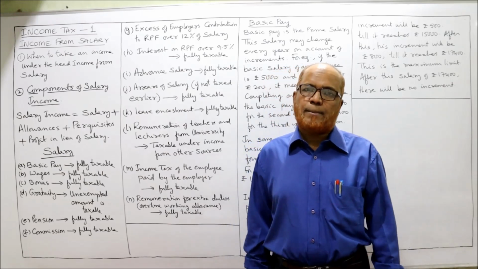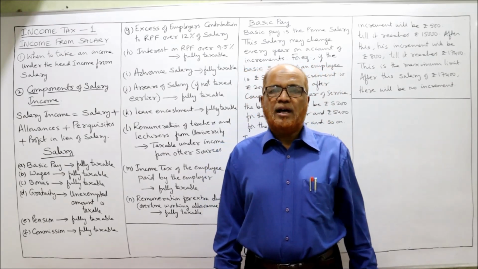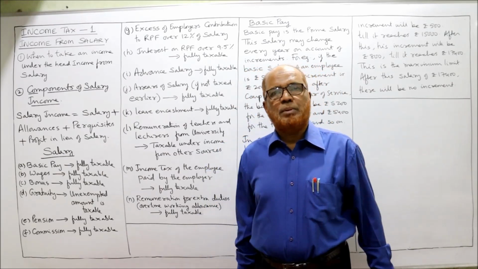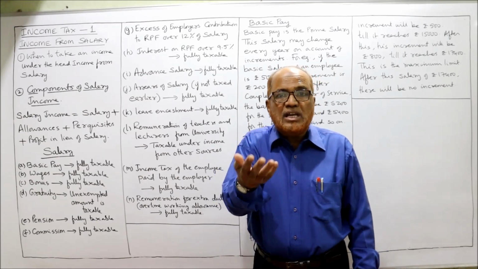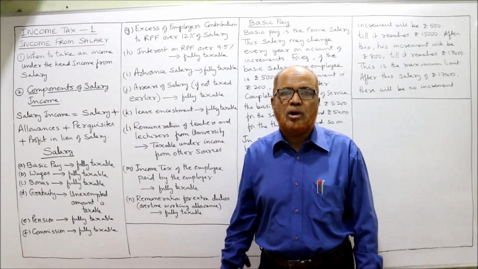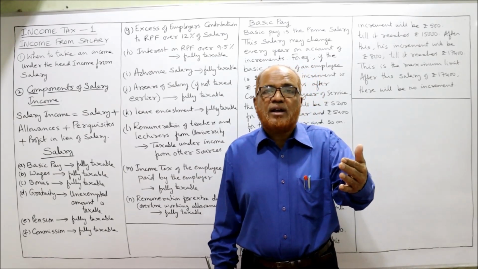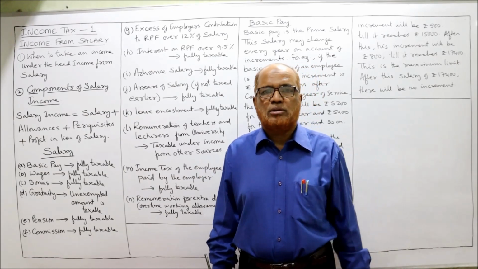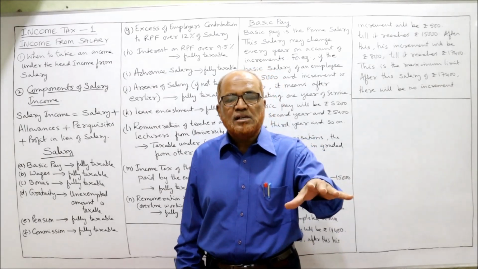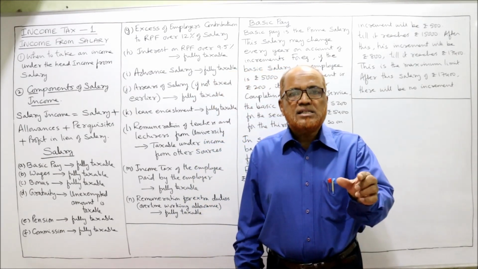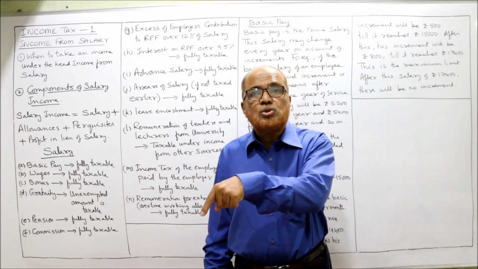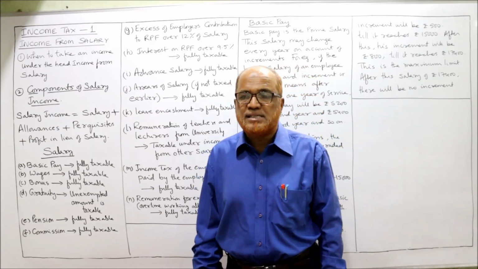But apart from that, I will do other work. Other work means I will set the question papers, I will value the answer sheets, I will do invigilation in the examination hall. These are the extra work I am giving to the college or university. For this, the college or university is paying me extra money. That is taxable under income from other sources, not under income from salary.